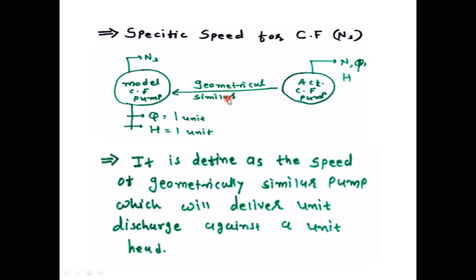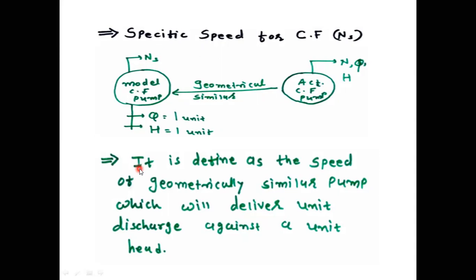Geometrically similar means the model design pump is similar or identical in shape to the actual centrifugal pump, with geometrical dimensions like gate opening, diffuser angle, vane angle, blade angle, etc. Then the speed of this geometrically similar pump is considered as the specific speed of pump.